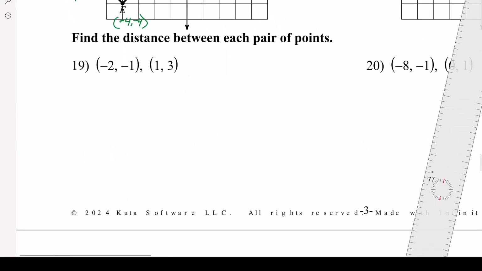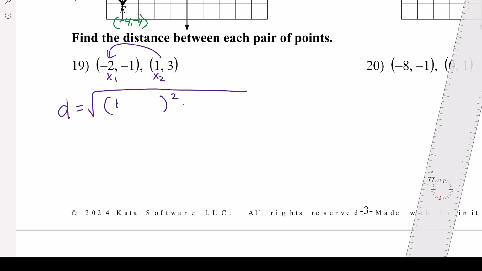All right, let's keep going. The distance, we've practiced this a lot. I have an individual video on that. Because we're given 2 points, you're going to take the distance of the x's, so x2 subtract x1, so 1 subtract -2, and then you're going to take the distance of the y's, you're going to square each of those, so 3 subtract -1. Then remember, subtracting a negative is like adding.